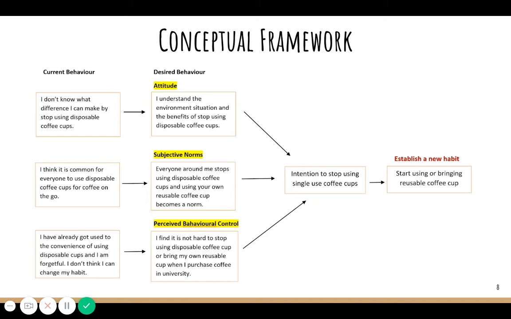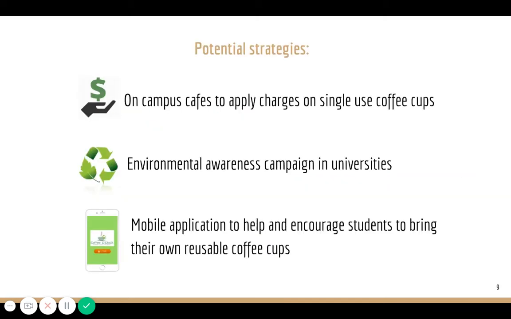For perceived behavioral control, the target market thinks they will not be able to establish the new habit as they have already got used to the convenience of using disposable coffee cups. They also think that they are forgetful and it's a burden to bring reusable coffee cups every time they go to university.